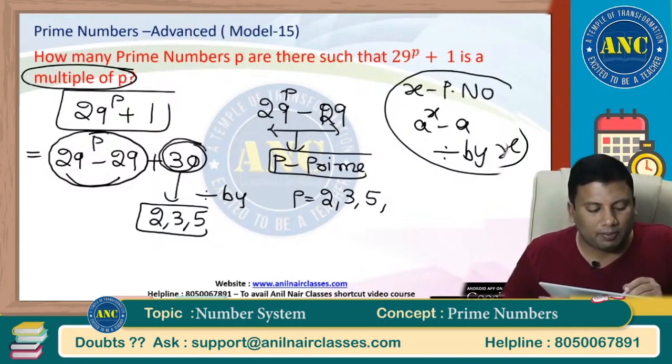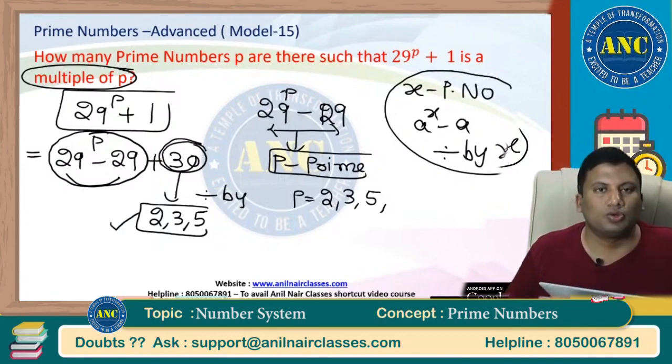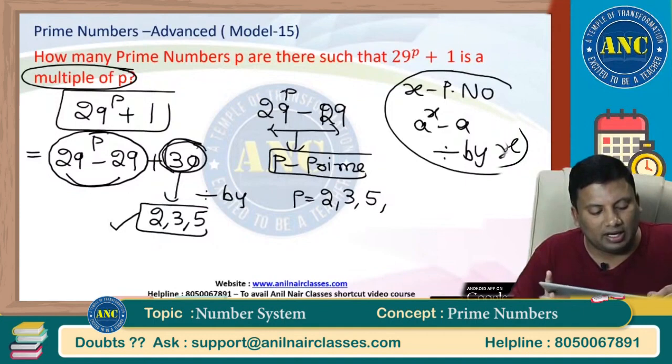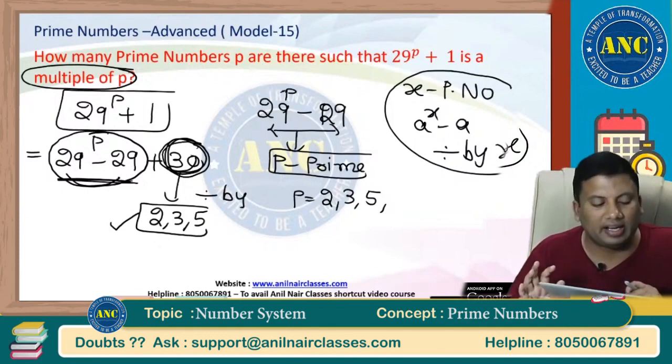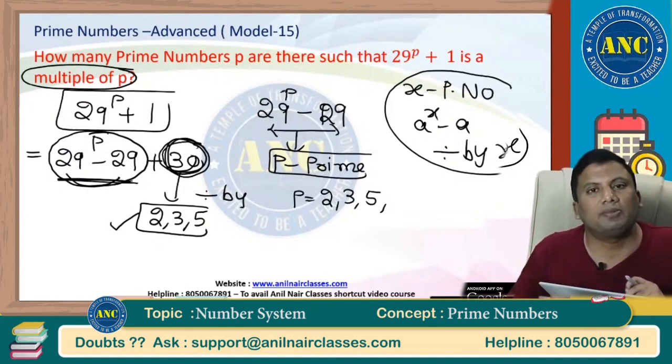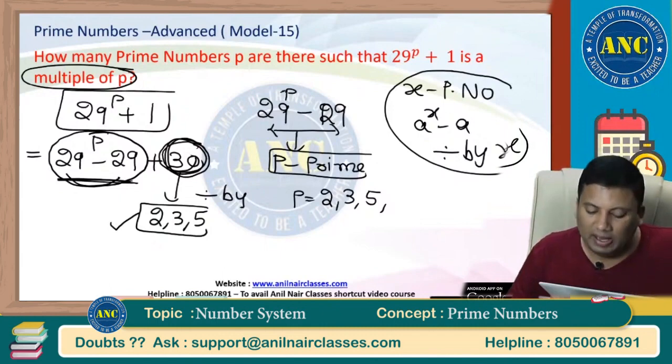So p can be a prime number. How many values? 2, 3, 5. This number, check whether it is divisible by 2, 3, 5. Definitely it is divisible by 2, 3, 5. Why? Because of the concept: if x is a prime number, a^x minus a is divisible by x.